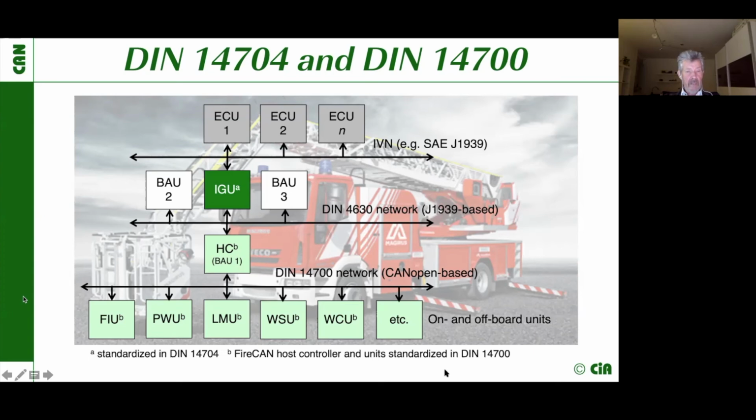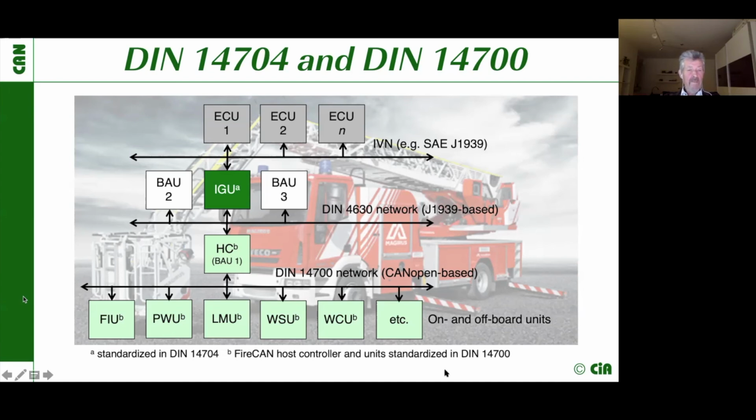And one of the body application units is already well standardized and specified. This is the CANopen based network described in DIN 14700. There you have a lot of different firefighting equipment, onboard and offboard units. You have light masts, for example, which are external offboard units. You have water pumps, you have water cannons, and you have power devices as well as frequency inverters.